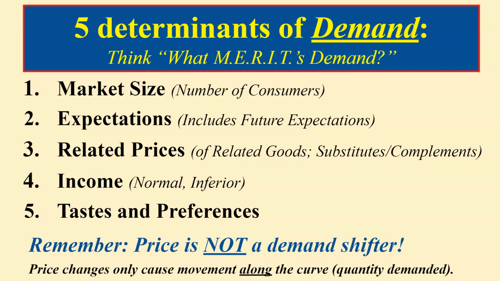But remember this, if you remember nothing else about determinants of demand in terms of what shifts that curve, price is never going to shift the curve. The price of the good we are looking at is never going to shift the curve. It is not a demand shifter. It is not a supply shifter. The price of related goods can shift the demand curve as we see here, but the price of the good itself is never going to shift demand or supply. It's only going to move along the curve and change quantity demanded.